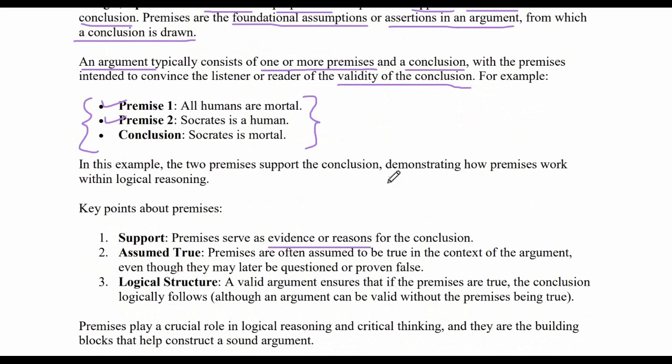So the conclusions are drawn from the premises. Assumed true: premises are normally assumed to be true, because otherwise you will not be able to come to a conclusion. Premises are often assumed to be true in the context of the argument, even though they may later be questioned or proven false. Logical structure: a valid argument, now what is a valid argument? It ensures that if the premises are true, the conclusion logically follows, although an argument can be valid without the premises being true.